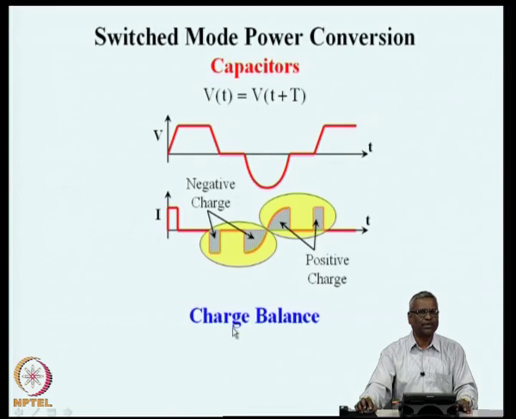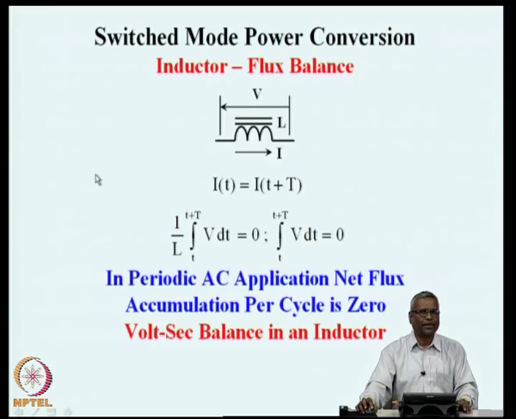Charge balance simply indicates that the negative charge during a part of the cycle has to be equal to the positive charge during other part of the cycle, so that over one cycle there is no net accumulation of charge or net accumulation of voltage across the capacitor. This property is a dual property to what we see in an inductor.